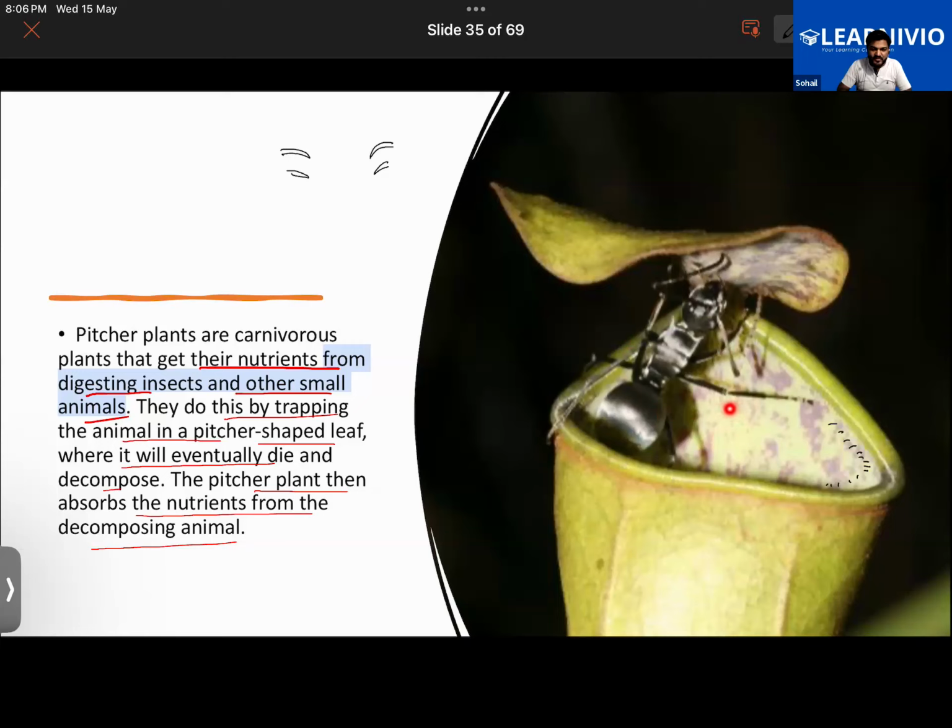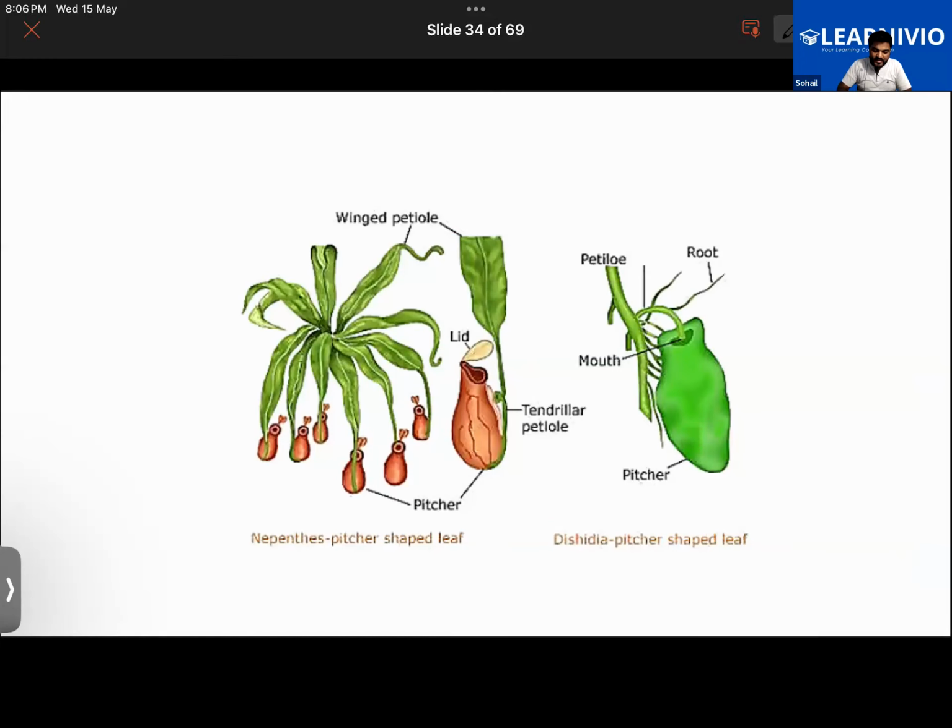Now what happens? As soon as it sits over here, those hairs that are bent in the inward direction will cling to its body. It will get entangled in those hair-like structures, and also because of the sticky juice found on the inner lining, it gets completely trapped inside and is unable to come outside. Eventually, after struggling for some time, it will fall into this, and the pitcher plant will slowly start to digest the body of this insect. In this manner, it is able to obtain the nitrogenous compounds and other nutrition from this insect.